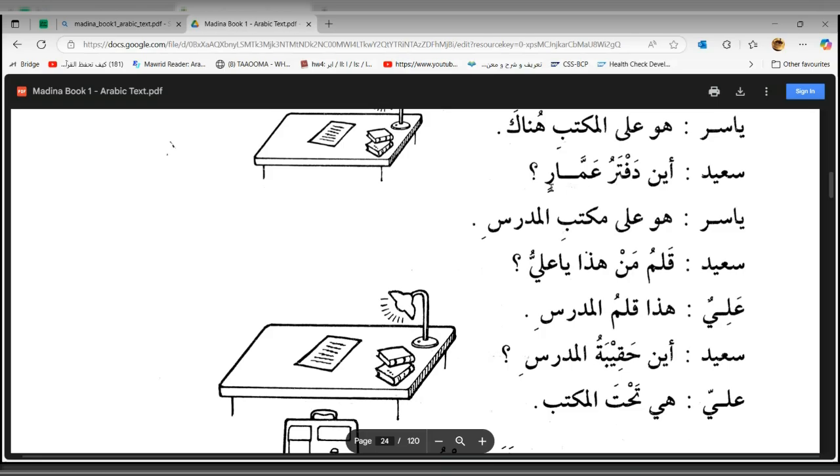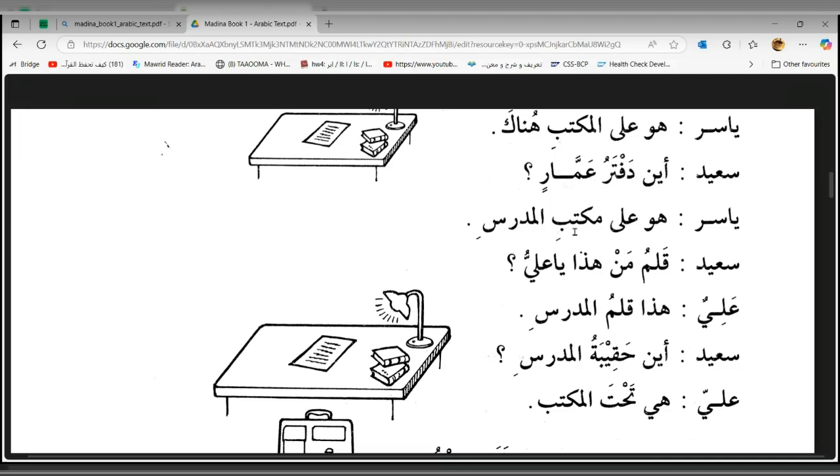So, Aina daftaru Ammar? Where is Ammar's notebook? And then Yasir says, Huwa ala maktabil mudarris. It is on the teacher's desk. Then Said asks, قلم من هذا يا علي? Whose pen is this? Now, can you recite the last phrase? هو على مكتب المدرس.